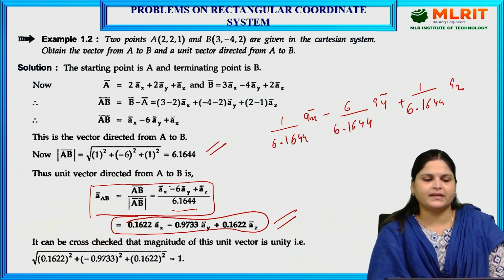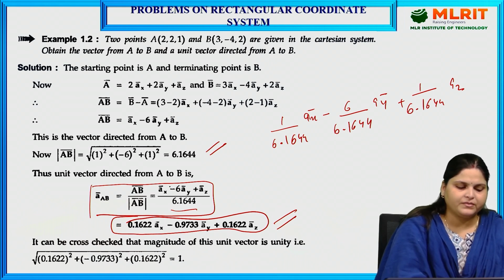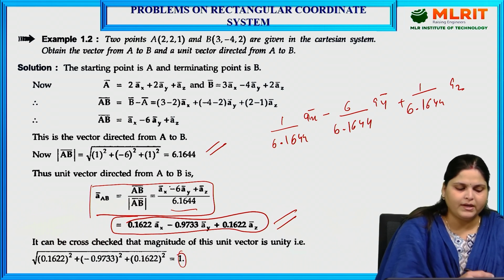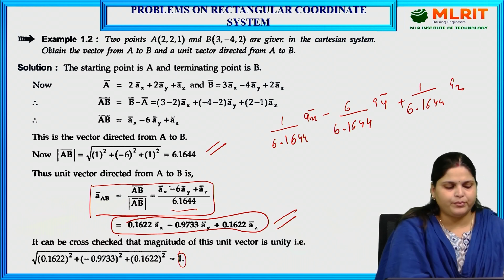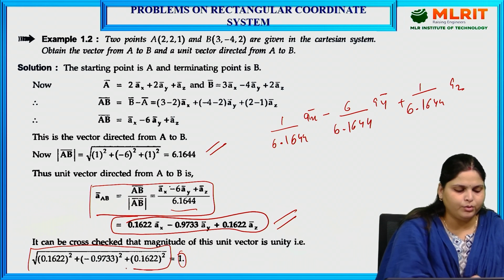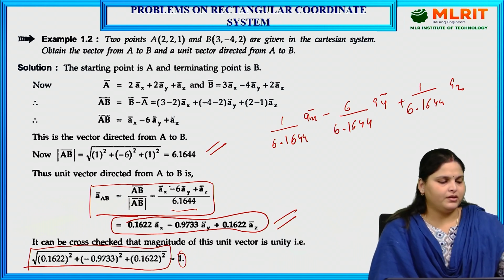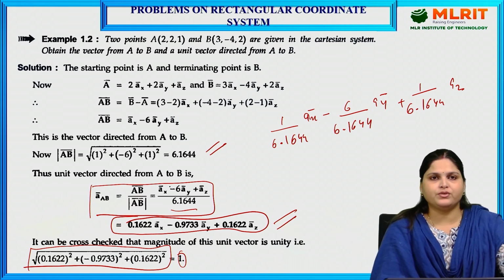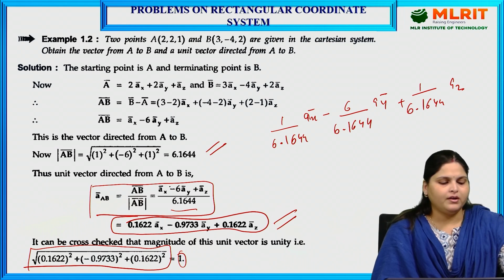So we can cross check it by taking the mod of this unit vector again. That is the reason we are calling it unit vector. If its value comes 1, it is a unit vector. So when we solve it, we get the value 1, right? I hope with these two questions, you understood how we find the unit vector as well as the vector for the rectangular coordinate system.